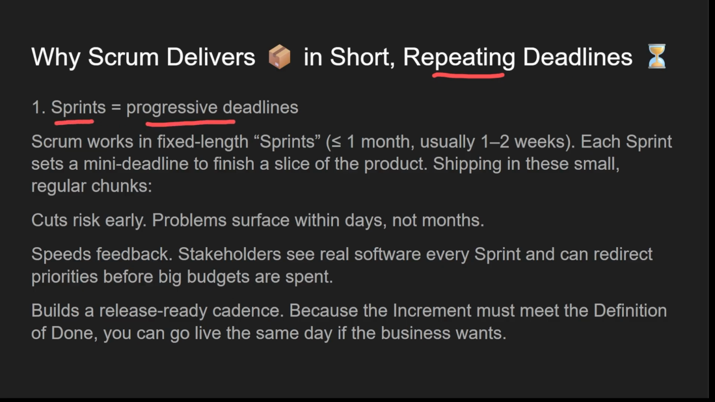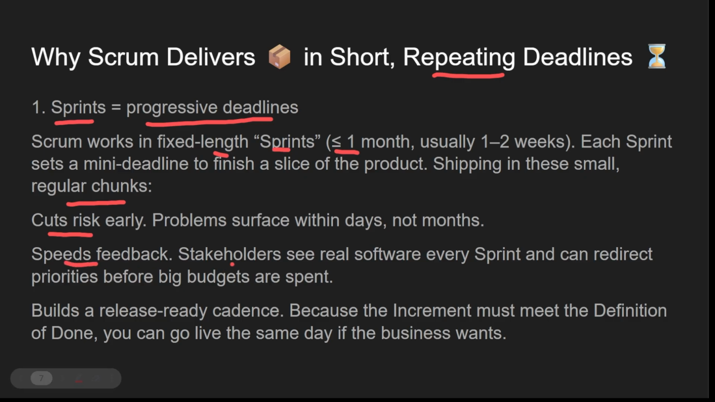Sprints are progressive deadlines. Scrum works in fixed-length sprints, less than 1 month, usually 1 to 2 weeks, as we previously saw. Each sprint sets a mini deadline to finish a slice of the product, shipping in small, regular chunks. It cuts the risk early. Problems surface within days, not months.